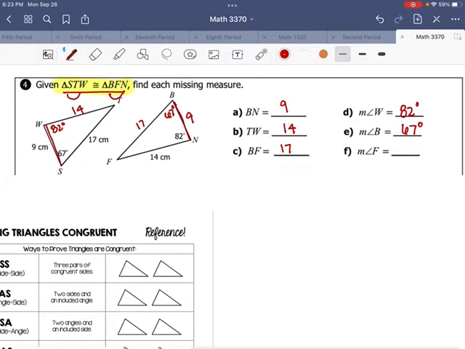F corresponds to T, but I don't have either one. So I can find it just by adding the other two angles, 67 plus 82, and then subtracting that from 180, and I get 31, which means that these other two angles are 31 degrees.